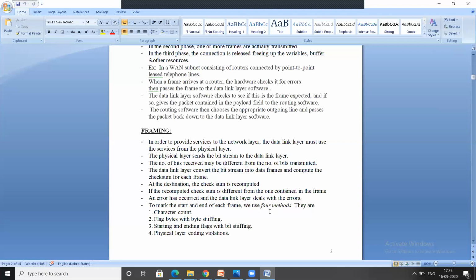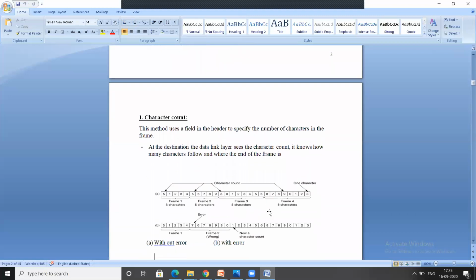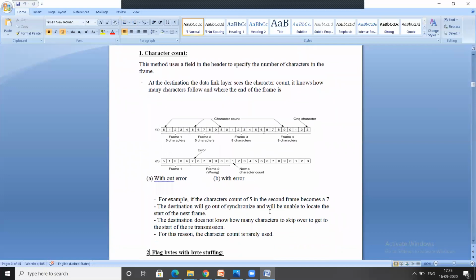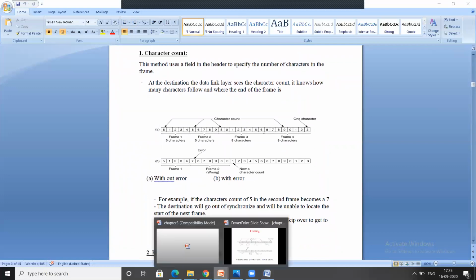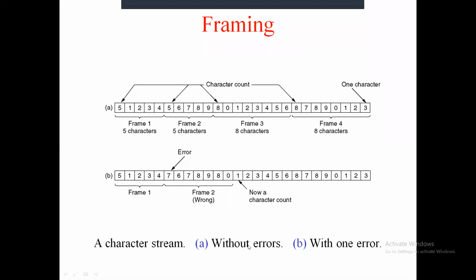Several frames are transmitted. In those frames we need to know what is the starting of the frame and what is the ending of the frame. To know the start and end of the frame, we have four methods. The first one is character count.